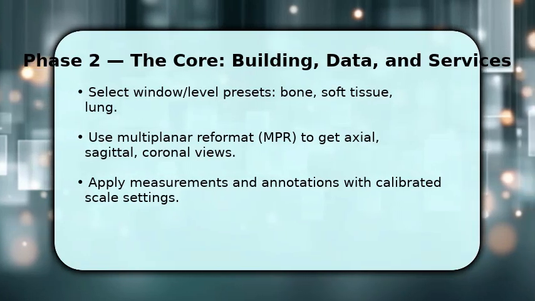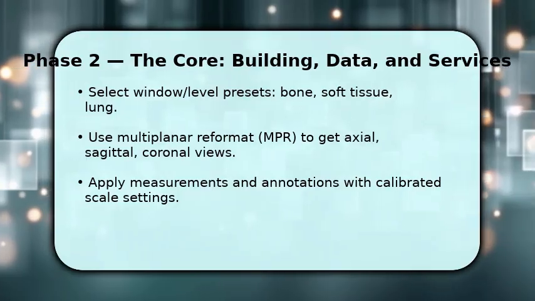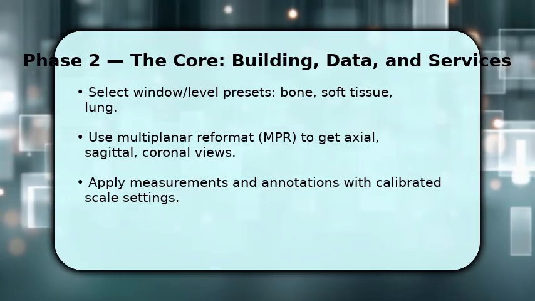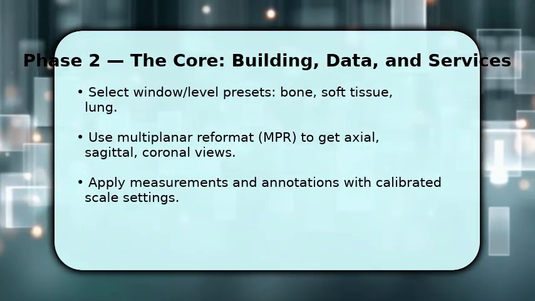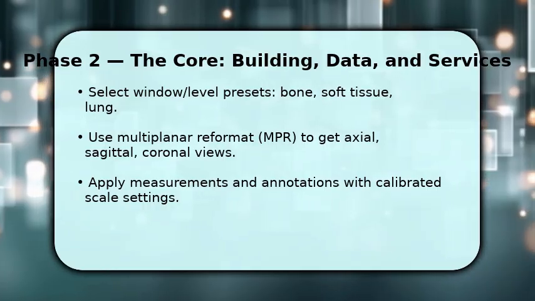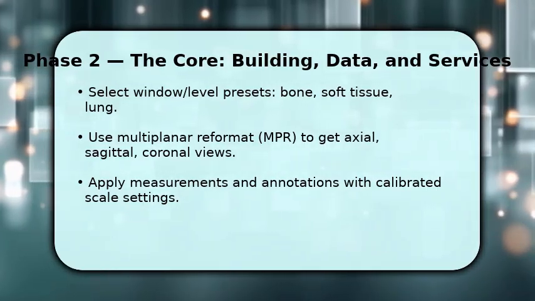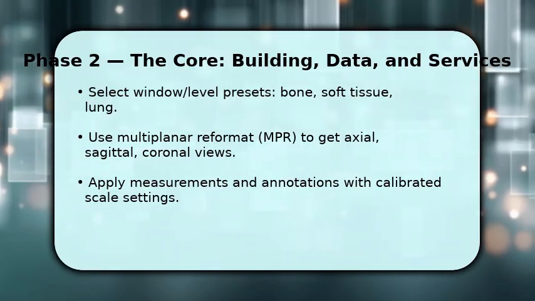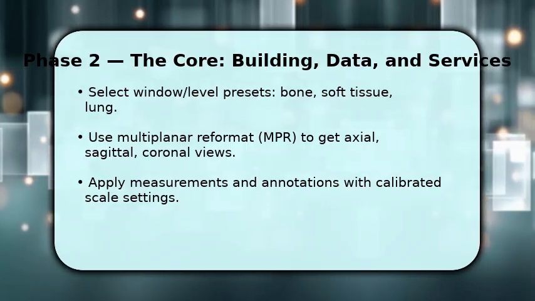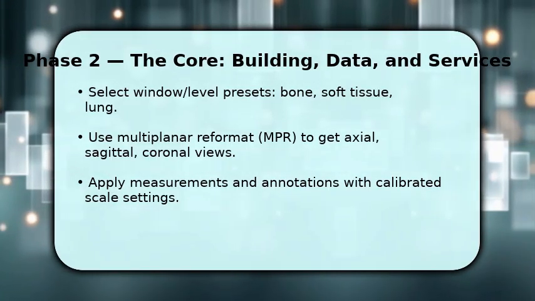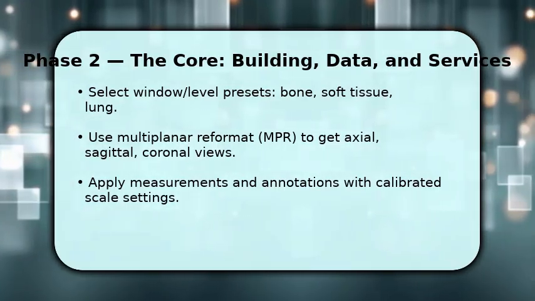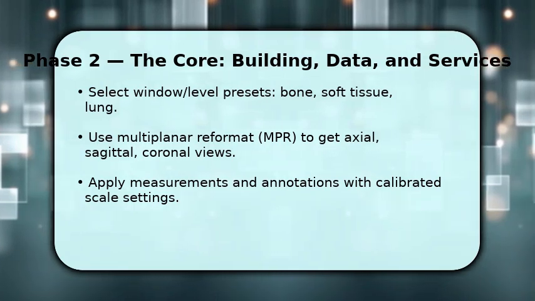Next, refine the image for diagnostic clarity. Choose an appropriate window and level preset, bone for high contrast, soft tissue for anatomy, because each preset reveals different structures. Then enable multiplanar reformat to align axial, sagittal, and coronal planes. This helps localize lesions in 3D. Use zoom and pan sparingly and apply calibrated measurement tools for distances or areas. This gives you accurate, reproducible numbers. As you proceed, lock the series when satisfied so adjustments don't shift unintentionally during review.